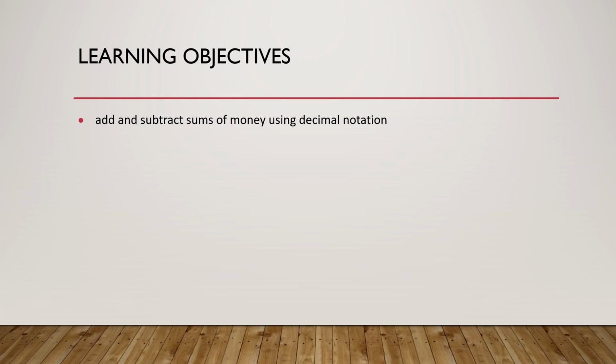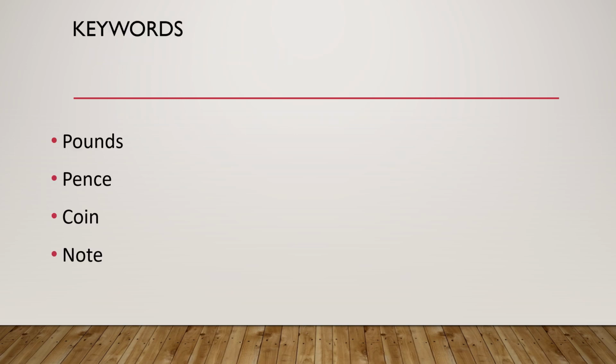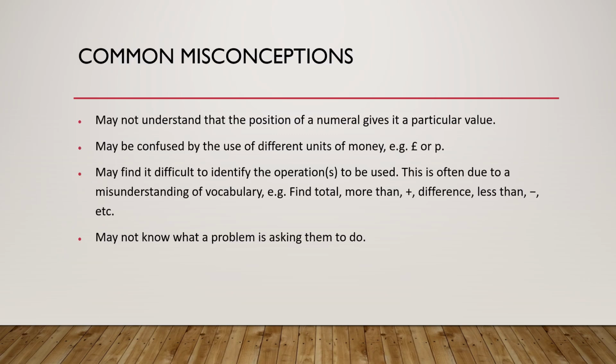Edexcel states that we need to be able to add and subtract using decimal notation. The keywords for today are pounds, pence, coins and notes. The most common mistake people make is not understanding what the position of a number actually is. Check out my video on decimals if you need more information on this. Also, people may confuse the symbols needed for money, using a pound sign and a pence sign. Some find it difficult to identify what the operation is. So what's the vocabulary? What's the problem actually asking them to do?